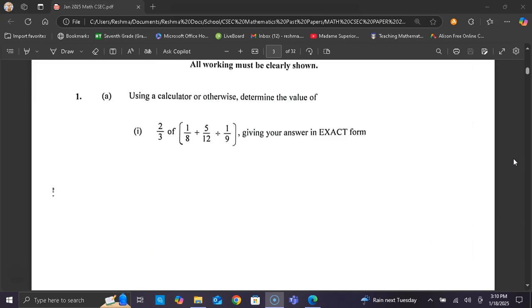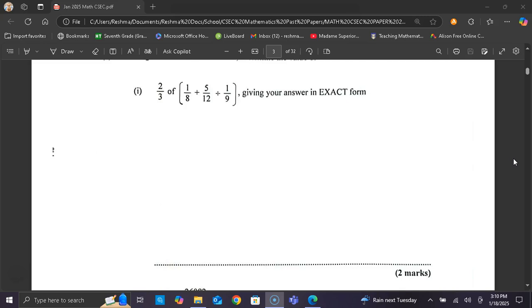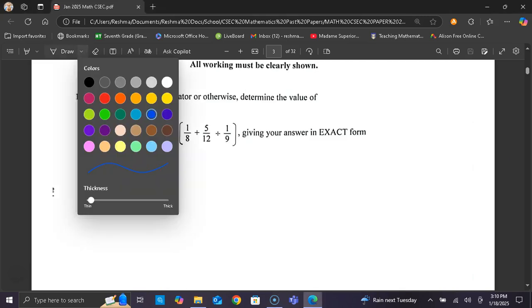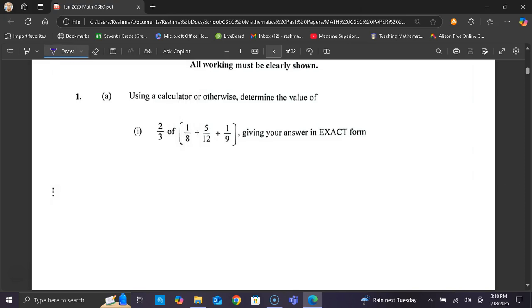So in these kind of questions, I always tell my students, even though they say using a calculator or otherwise, you should show full working in order to get those 2 marks. So let's work this out. Of course, we're following order of operations, so we have to work our brackets first. And also we know that of means multiplication. So let's work out the brackets.